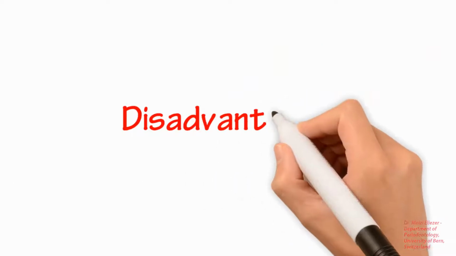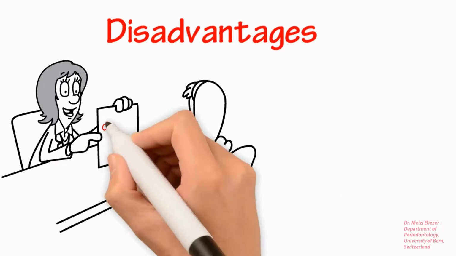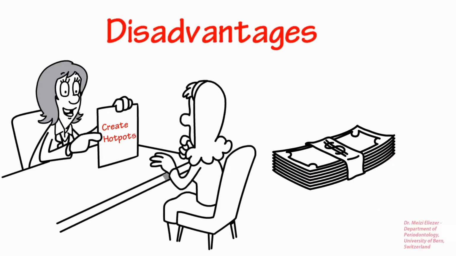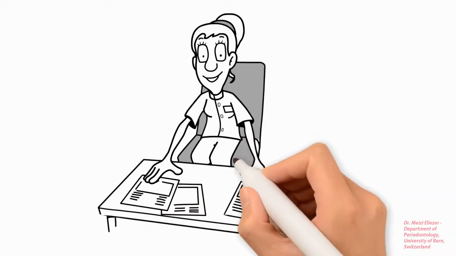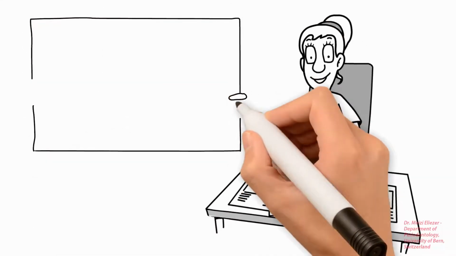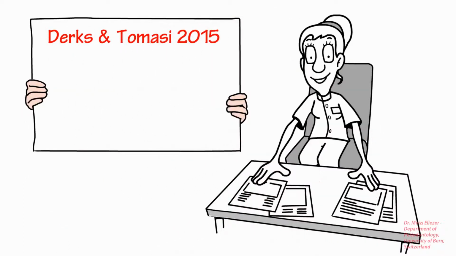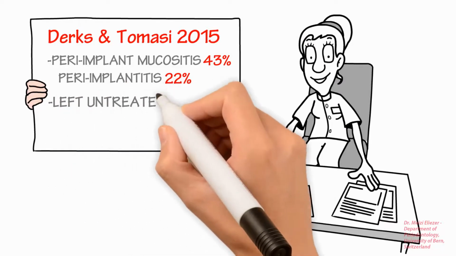There are some disadvantages of this procedure. It can create hot spots on the tip, and that can lead to thermal heat in the soft tissue. Nevertheless, we can control it. It is expensive and the results are not always aesthetically pleasing. It is important to understand that we're going to diagnose more and more peri-implant diseases in our clinic. In fact, Derks and Tomasi showed that the prevalence of peri-implant mucositis and peri-implantitis has been reported as 43% and 22% respectively. And if peri-implantitis is left untreated, it will lead to implant loss.